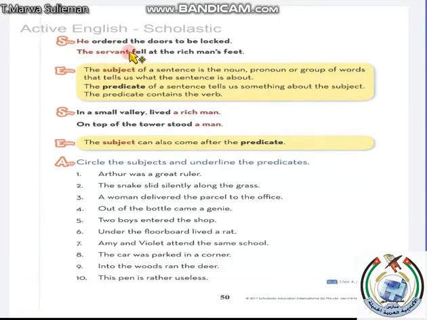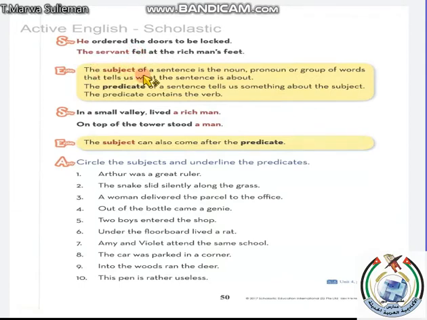What about the predicate in these sentences? Excellent. Ordered the doors to be locked is the predicate because ordered is a verb and the predicate contains a verb. What about number 2? Fell at the rich man's feet is the predicate. Fell is the verb. Very good.